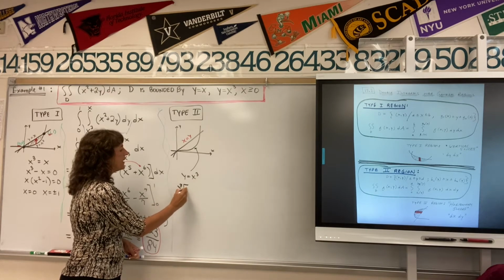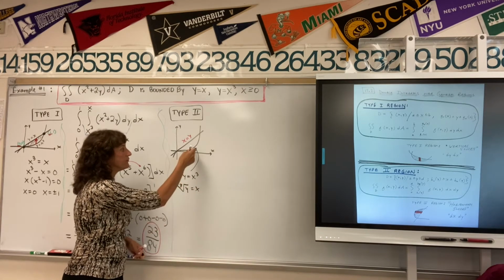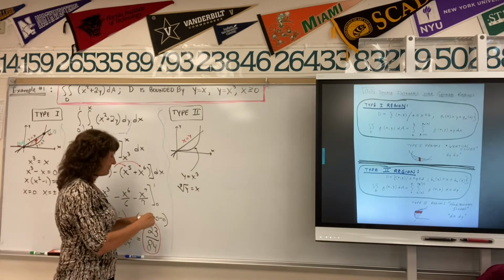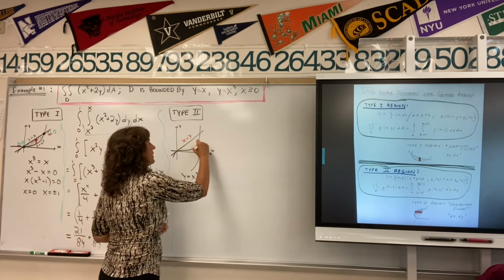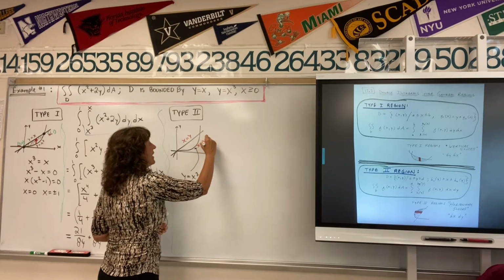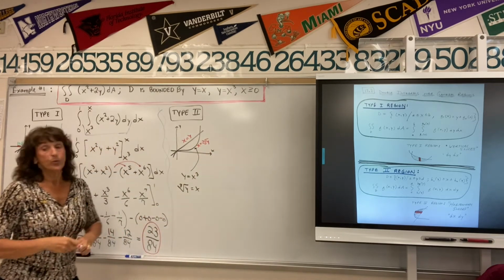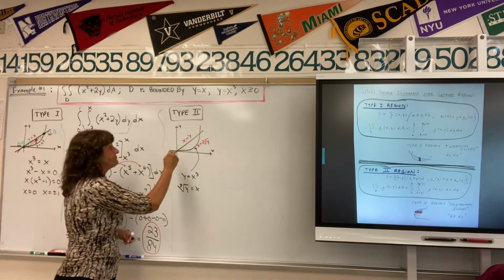So the cube root of y is what x would equal for this lower curve. So this lower curve would be x equals the cube root of y when we turn it around and write it as a function of y. So this is what we have for these two curves right here.